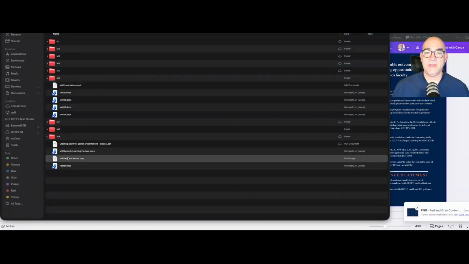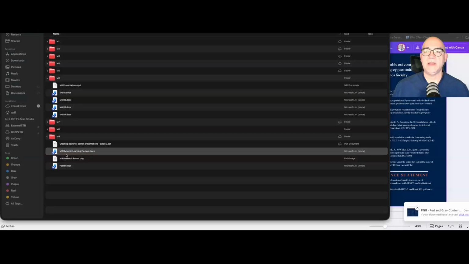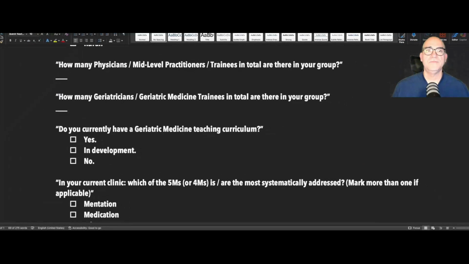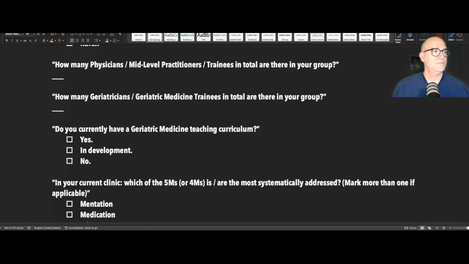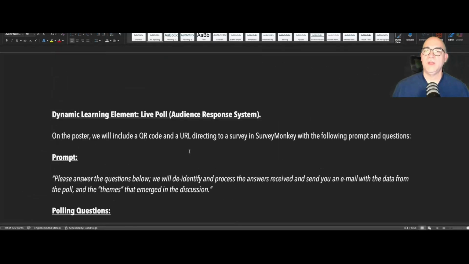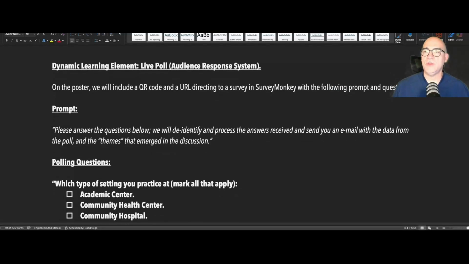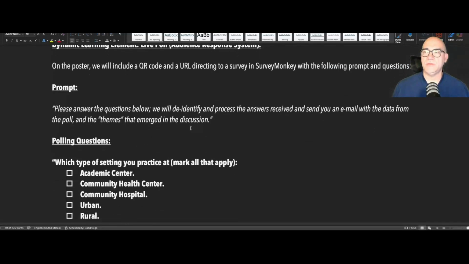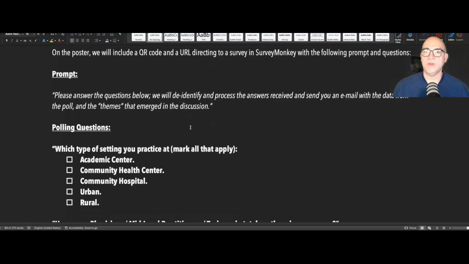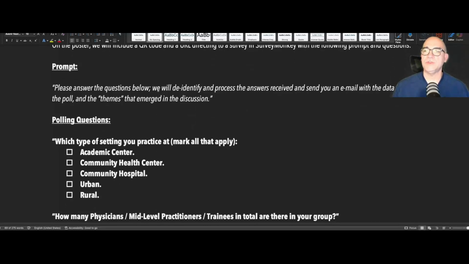For the next element, the dynamic learning element: a live poll audience response system. On the poster, we will include a QR code and a URL directed to a survey on SurveyMonkey with the following prompt and questions. The prompt: please answer the questions below. We will de-identify and process the answers received and send you an email with the data from the poll and the themes that emerge in the discussion.